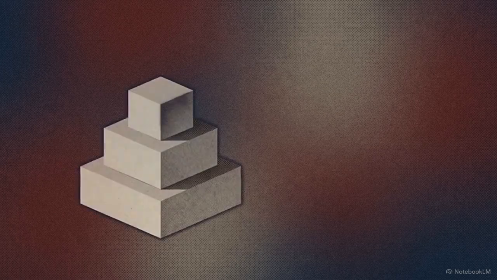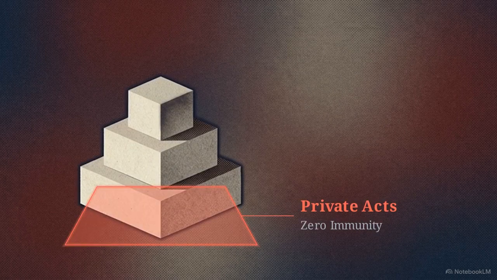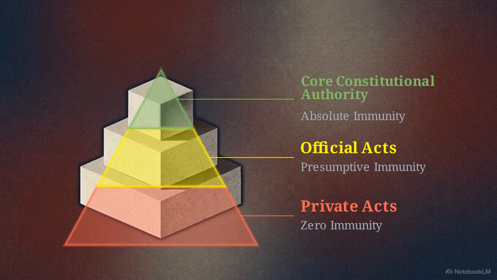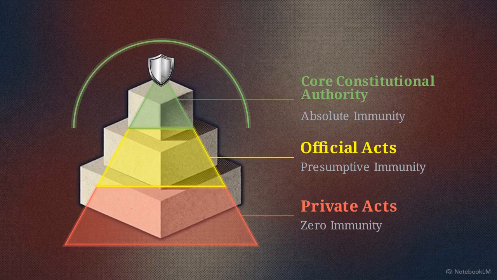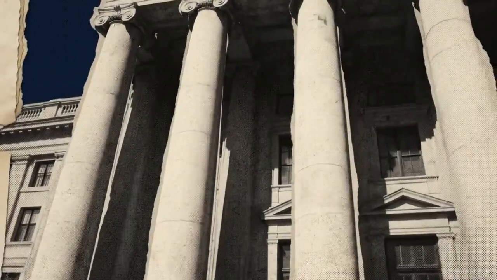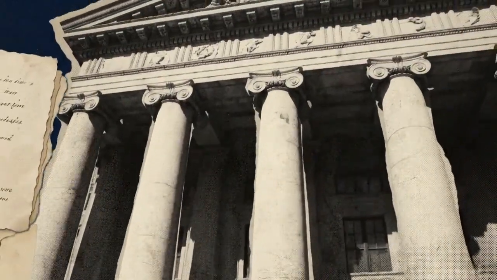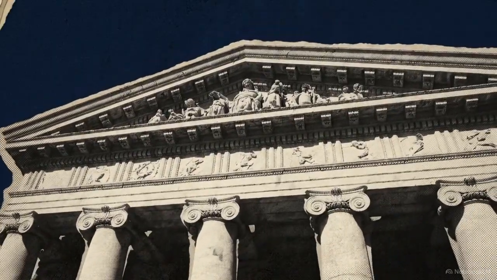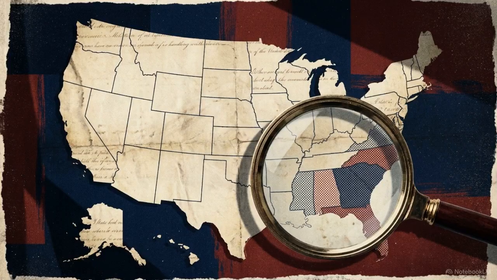This pyramid breaks down the resulting immunity framework. At the exposed base, a president has zero immunity for private acts. In the middle, they have presumptive immunity for official acts. But at the fortified top, they enjoy absolute immunity from criminal prosecution for actions taken within their core constitutional authority. By re-anchoring legal exposure in this way, the court fortified the executive branch and solidified a rigid structural separation of powers.